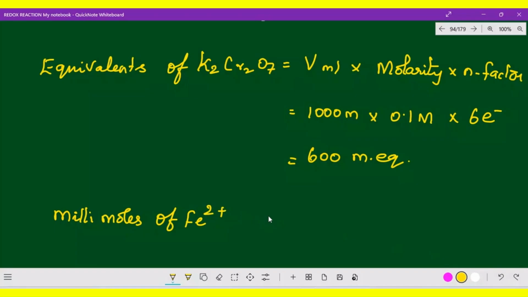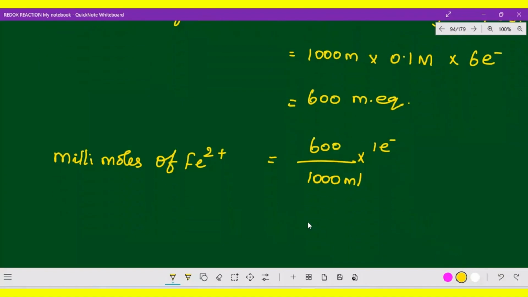So I just mentioned Fe2+, right? Now here the same, 600 divided by 1000 ml. Fe2+ to Fe3+ is 1 electron, that is actually the n factor. So you will get how many millimoles? Here you will get 0.6 millimoles only, right?